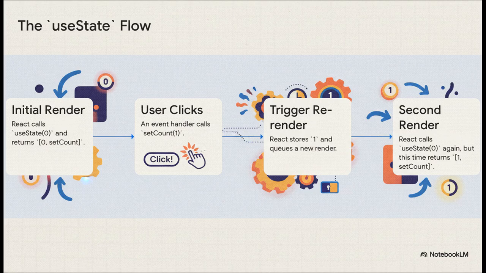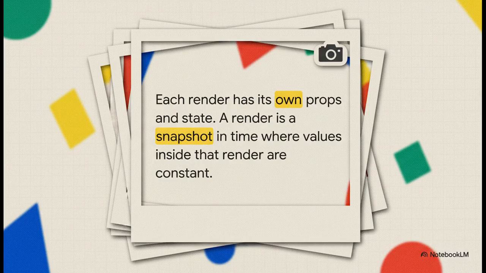React doesn't change count right then and there. Instead, it does two things. It schedules a re-render of your component, and it makes a little note to itself that says, next time this component runs, its count should be 1. So when the component re-renders, it hits that exact same useState 0 line again, but this time React knows better. It looks at its notes and says, the new value is 1, and it returns 1 and setCount. It remembered.